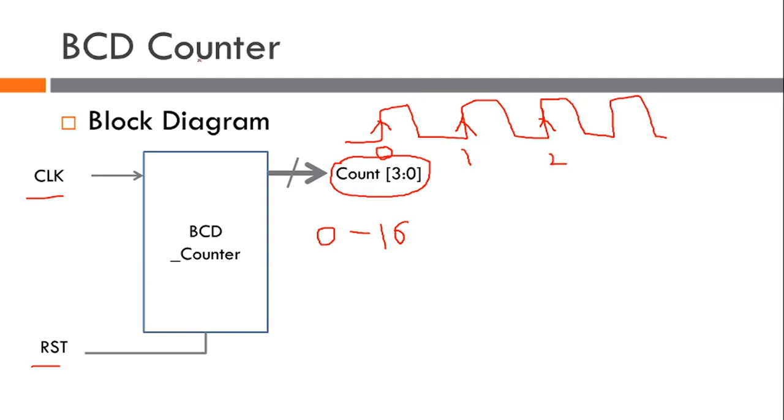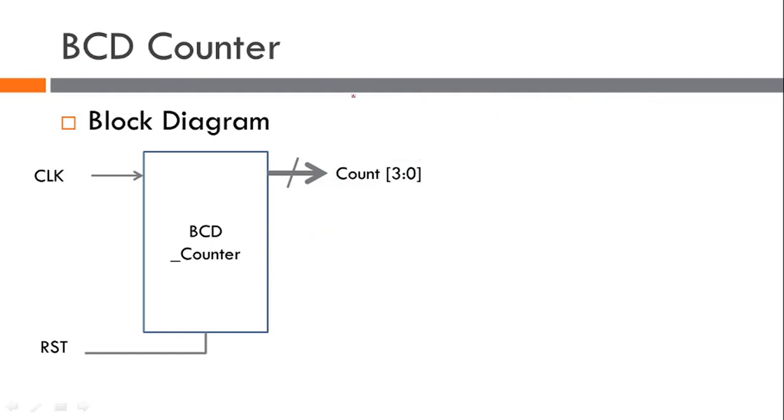Here we are looking for a BCD counter. BCD means binary coded decimal, that means it has the values or numbers from 0 to 9. So the total states are 10. To represent these numbers 0 to 9, we need a 4-bit binary number, and that's why your count is 3 down to 0. When the reset is 1, count becomes 0, and when the reset is 0, it will count the clock pulses.